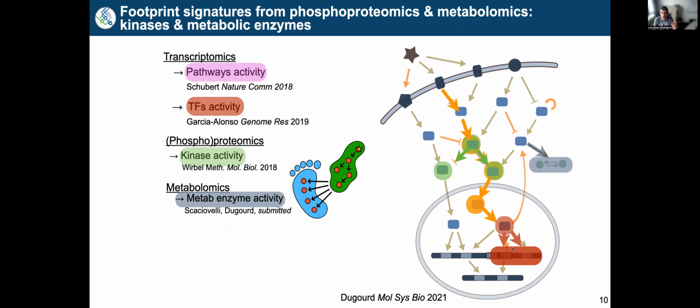The same idea can be applied to other types of omics. If, for example, you have phosphoproteomic data, you can use it to estimate the activity of kinases, because the kinase drives the changes in the phosphorylation of proteins. Or if you have metabolomic data, you can use it to estimate the activity of metabolic enzymes, which are also controlling the changes.